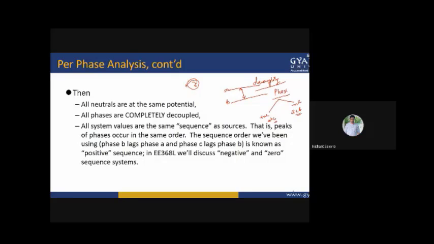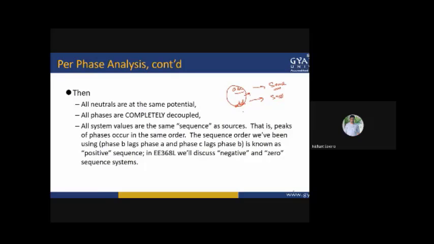It has been assumed that all the system values are the same and the sequence is as the source. That means whatever is the sequence of the source, that will be the sequence of the system. If the source is generating in the sequence A, B, C, then the system will also follow the same sequence. And if the source is generating in A, C, B, then it will also follow the same sequence. That means it depends on the sequencing generated by the generators, or by the sources.